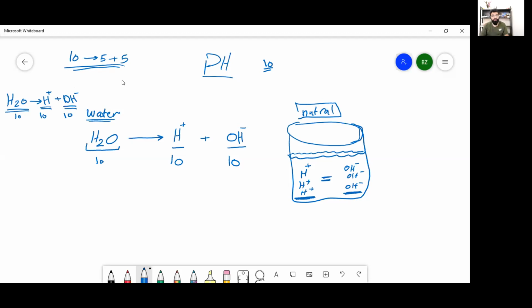Okay, so the concentration in chemistry, we use these brackets as concentration means. So H plus, that's what I'm drawing now, means concentration of H plus equal to the concentration of OH minus.